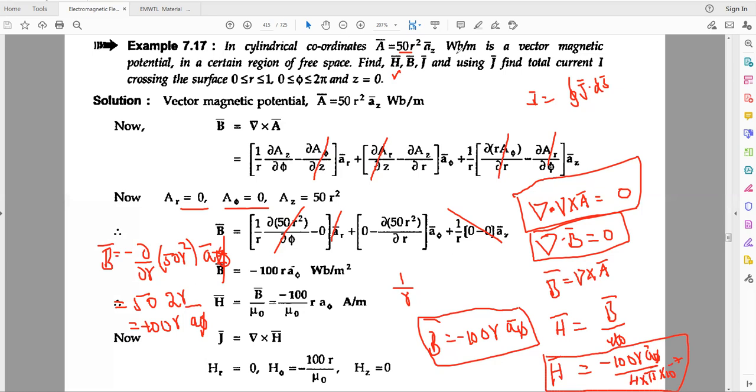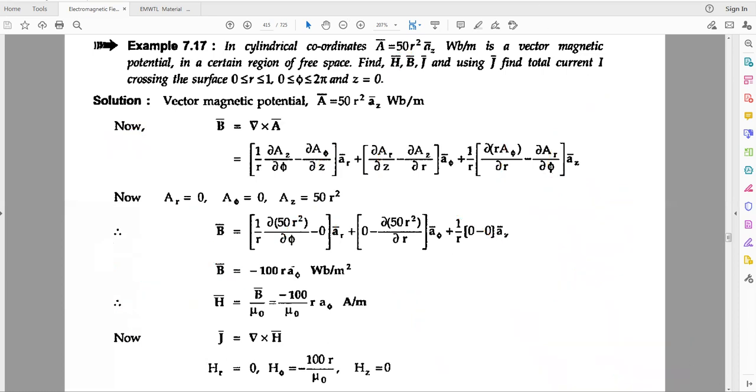And they're asking for J bar also. We have another Maxwell's equation saying del cross H bar is equal to J bar. In this H bar, we have only the Aφ term, which means Hφ only. HZ and HR are zeros.